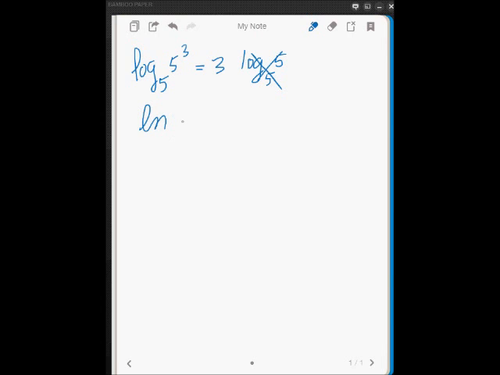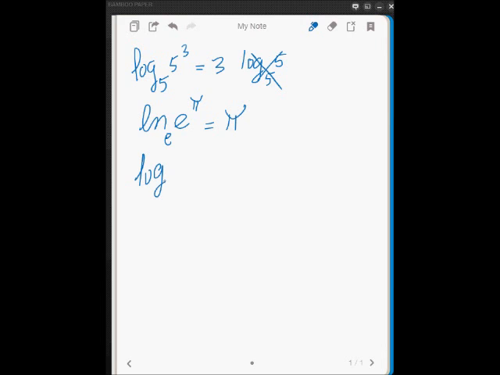How about ln e of pi? What is the base for a natural log? The base for the natural log is e. The bases match. So what do you get? Just pi.